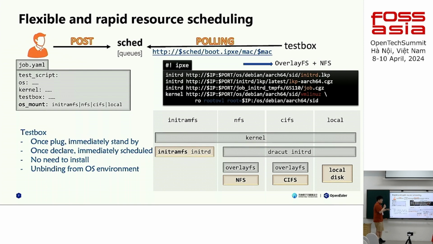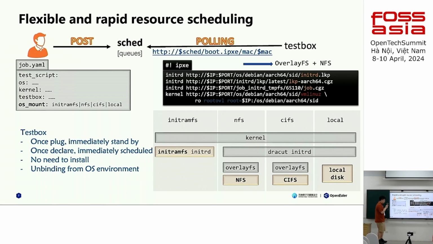And the NFS and CIFS way means we prepare an initrd file for a specific operating system distro, and after we deploy the OS, we mount the root fs. But it is read only, so then we mount the overlay. We mount the writable layer by NFS or CIFS, so you can make your job run on the overlay FS. So it will be very fast.